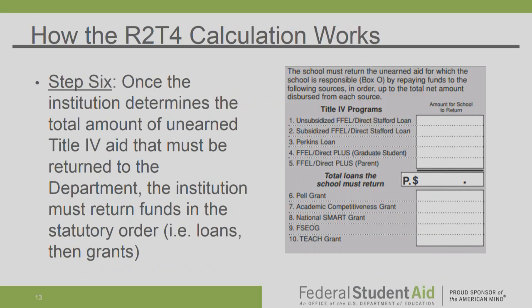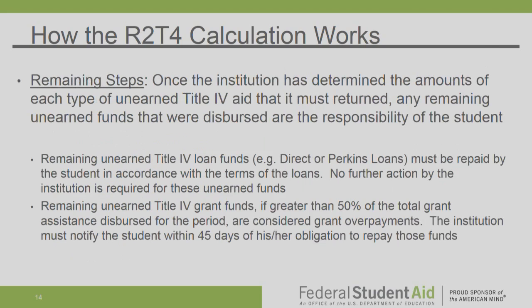In step 6, once the institution determines the total amount of unearned Title IV aid that must be returned to the department, the institution must return those funds in the statutory order. The total number of days in an institution's payment period or period of enrollment constitutes the denominator of the R2T4 calculation. Total days excludes scheduled breaks of 5 days or more, and the total days also excludes leaves of absences and periods in which a student was not enrolled in any modules.